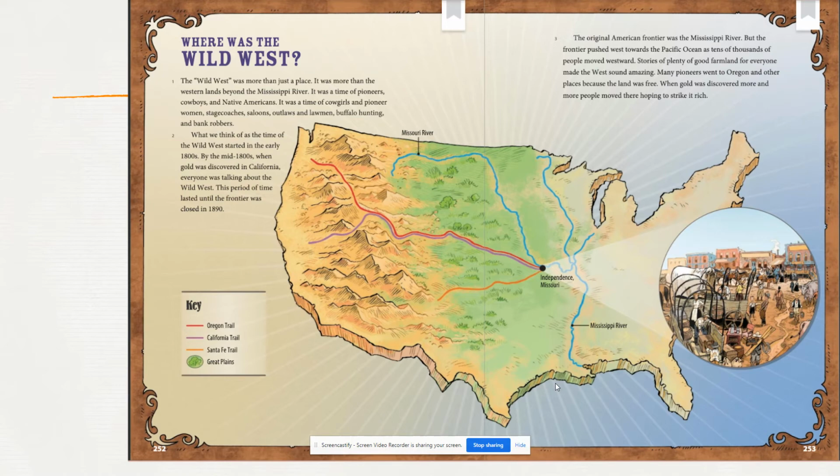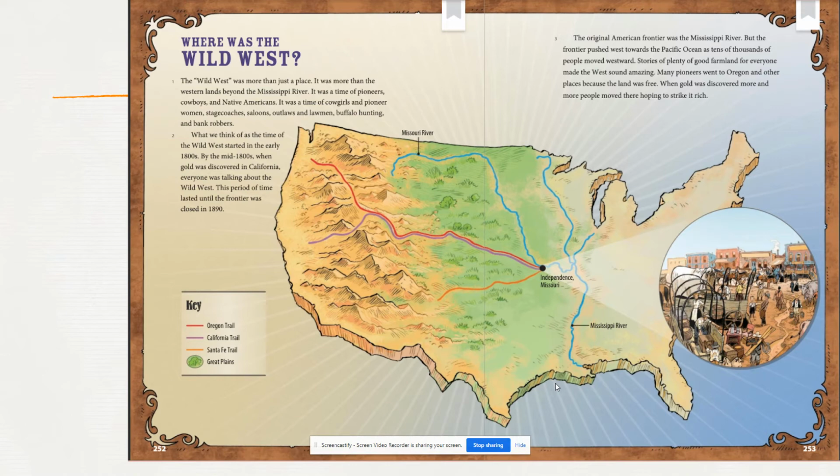I'm going to start reading at the top of page 252. Where was the Wild West? The Wild West was more than just a place. It was more than the western lands beyond the Mississippi River. It was a time of pioneers, cowboys, and Native Americans. It was a time of cowgirls and pioneer women, stagecoaches, saloons, outlaws and lawmen, buffalo hunting, and bank robbers.